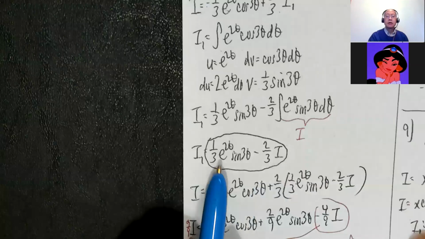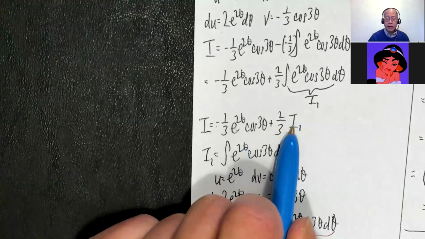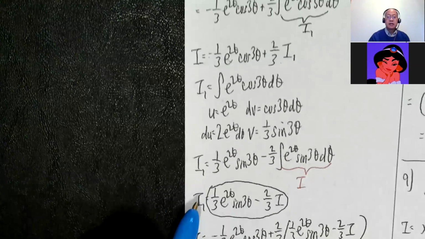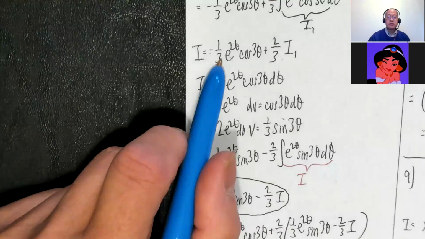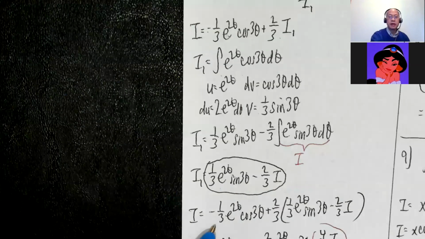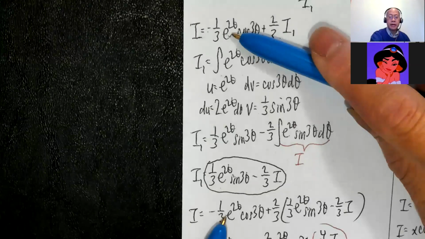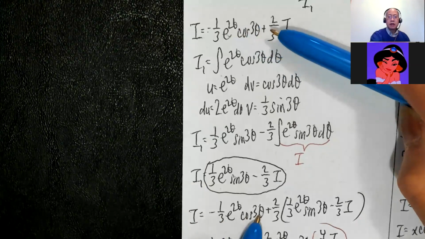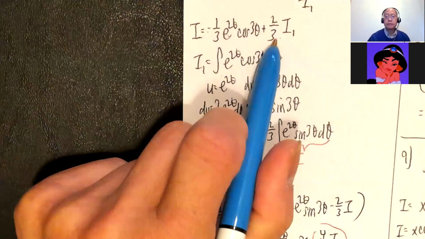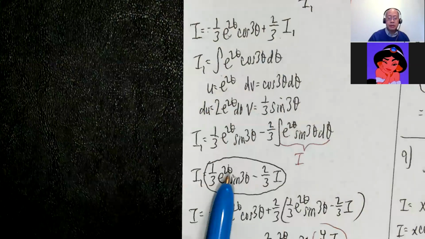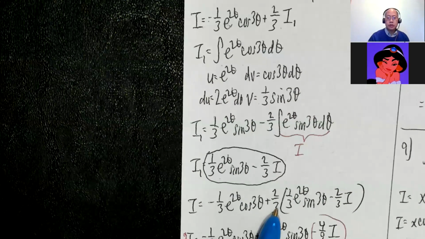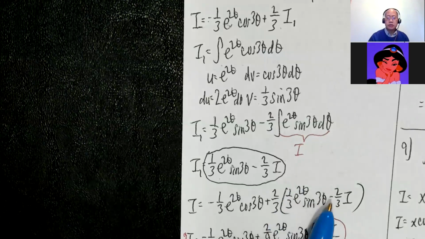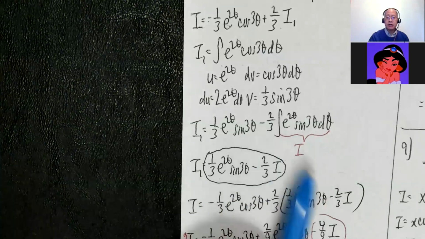Take this whole thing, plug it back in right here. So I, take a look, I is negative 1/3 e to 2 theta cosine 3 theta. I can barely show you both. Okay, so take a look at my two pens right here. So the original I is negative 1/3 e to 2 theta cosine 3 theta plus 2/3 I1. And now for I1, I plug in this mess. So 2/3, everything in parentheses, I1: 1/3 e to 2 theta sine of 3 theta minus 2/3 I. The original I cycled back.